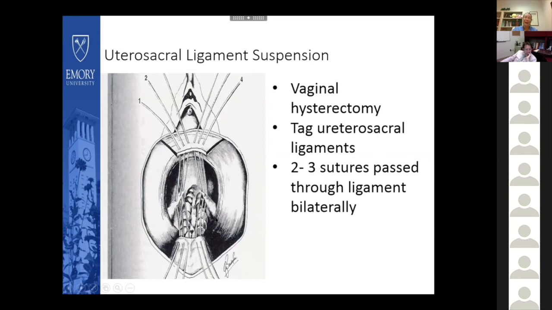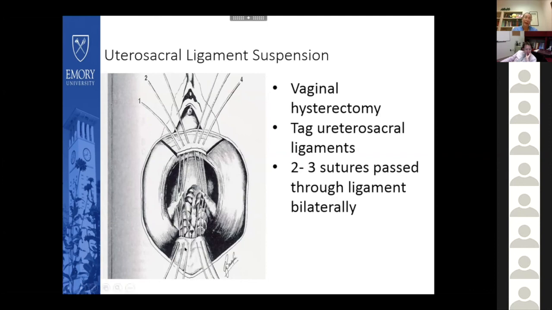Everyone does these a little bit differently. I usually only use 2 sutures, but you can use up to 3. You can use permanent, you can use absorbable suture. I use a combination of both. But you pass them through the uterosacral ligament.